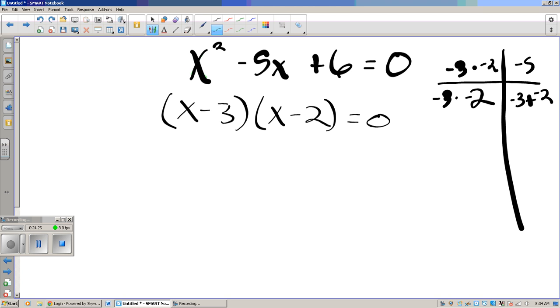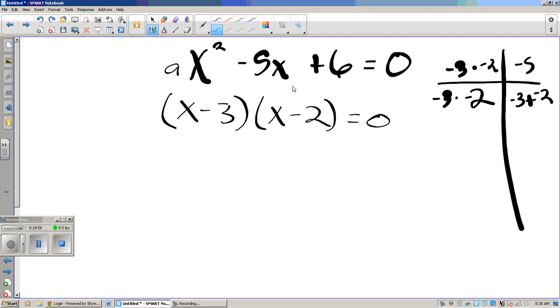When do you know when to split the middle term? When the leading coefficient is greater than 1. There you go. So whenever a is greater than 1, you need to split the middle term. You can always split the middle term. We could have split the middle term with this one and you would have gotten the same answer, but you don't need to, is what I'm saying.